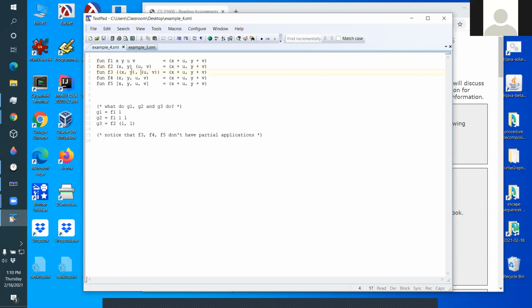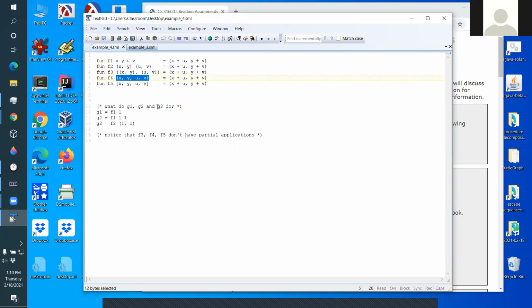F3 takes in 4 numbers. It's a different pattern. F3 is a pair of pairs of ints. This is a pattern we'll see, and it's a pair. So F1 took in 4 things. F2 takes in 2 things. F3 takes in 1 thing. F1 took in 4 ints. F2 takes in 2 pairs. F3 takes in 1 pair, where each thing in the pair is a pair. Okay.